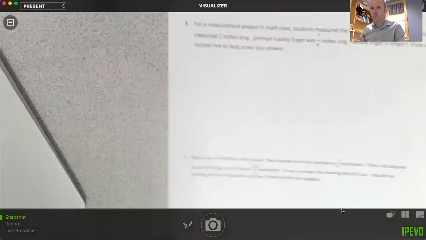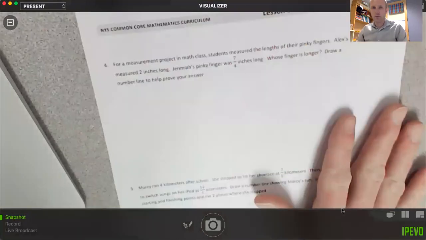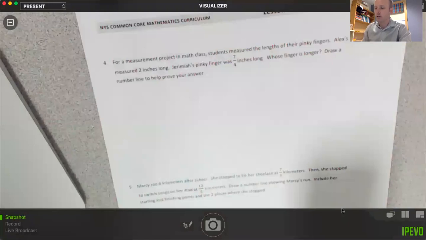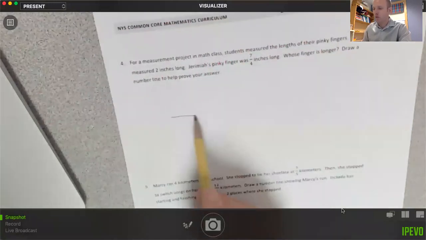Let's take a look at some word problems that are associated with this. So for a measurement project in math class, students measure the lengths of their pinky fingers. Alex is measured 2 inches long. Jeremiah's pinky finger was 7/4 inches long. Whose finger was longer? Draw a number line to help you prove your answer. Okay, so I'm gonna draw a number line.